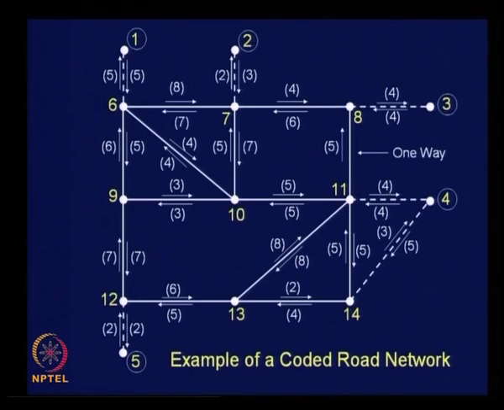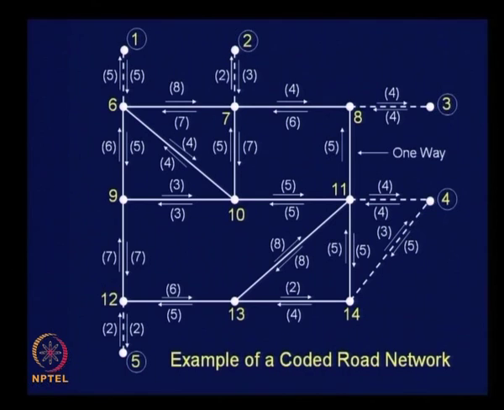This is an example of a coded network, just to give you an idea of a fully coded network in the form of a picture. You have all the nodes numbered and link designations you can get from the node numbers, and the numbers in the parenthesis are the travel times in minutes along each of these links.